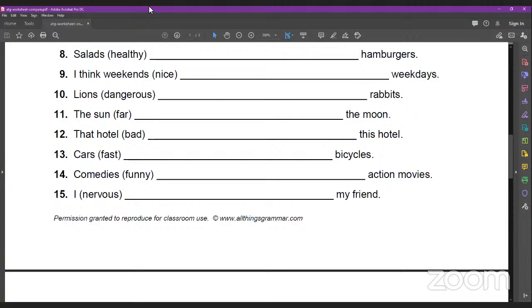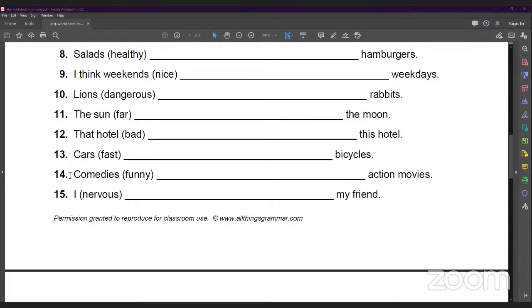Okay. In number 10, something is missing, right? You missed something. Remember, for long adjectives like dangerous, lions are more, okay? Lions are more dangerous than rabbits. Please, another volunteer, number 12 and 13.